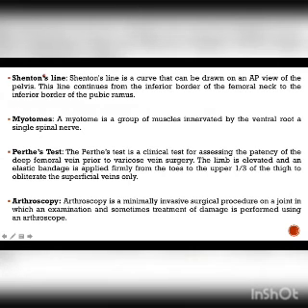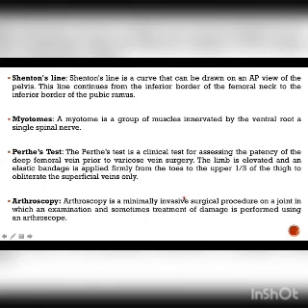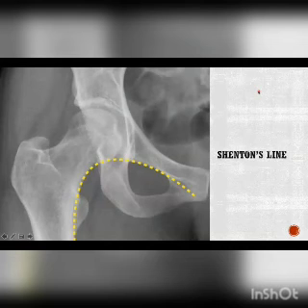Shenton's line. Shenton's line is a curve. As you can see, this is called Shenton's line, and this is an X-ray of the hip bone. It is a curve that can be drawn on an AP view of the pelvis. This line continues from the inferior border of the femoral neck to the inferior border of the pubic ramus.